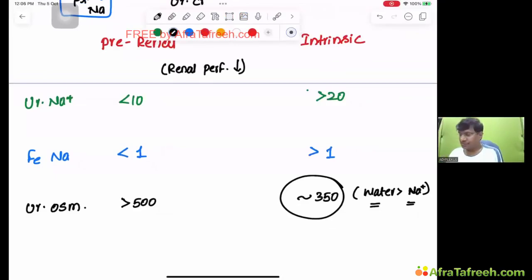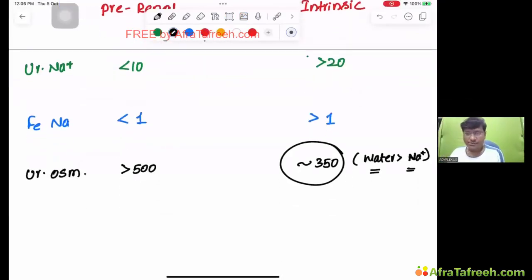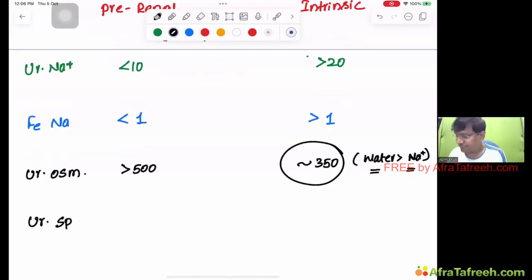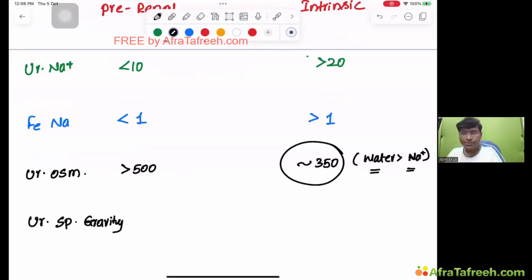All right. Then now the next point is, which samples will have more urine specific gravity? Yeah, urine creatinine ratio is also used. I'll tell you about that, Jacob. I'll tell you.